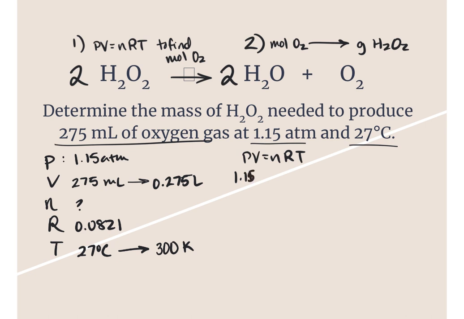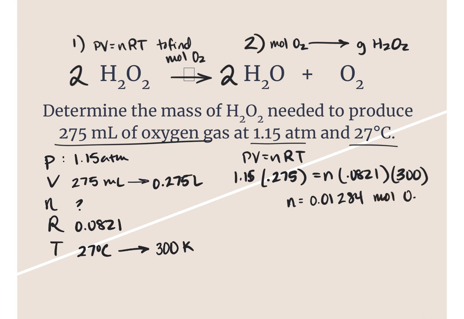1.15 is our pressure. Our volume is 0.275. n is our unknown. 0.0821 is R, and T is 300. So going through and solving this algebraically, we're going to find that n is equal to 0.01284, and that's moles of O2.